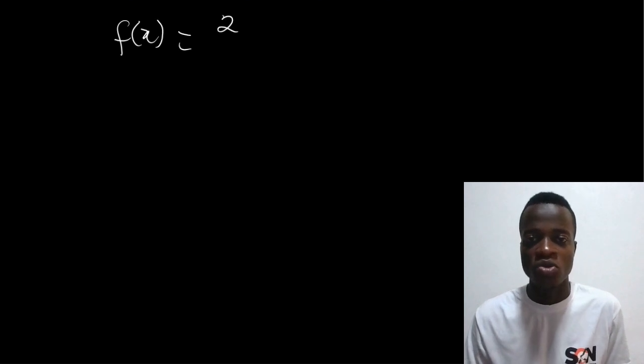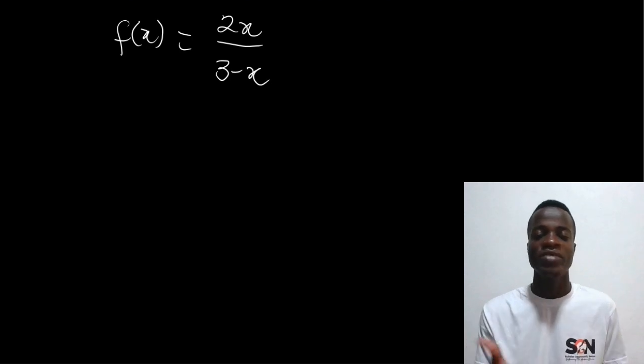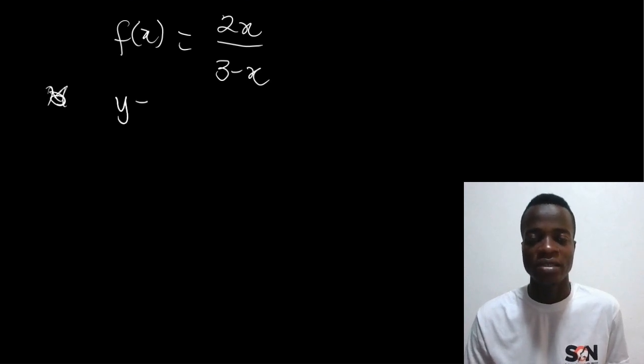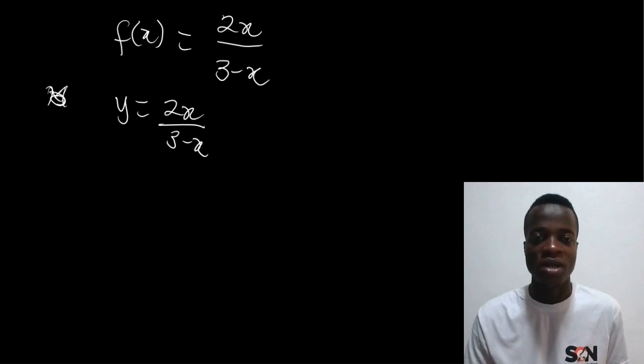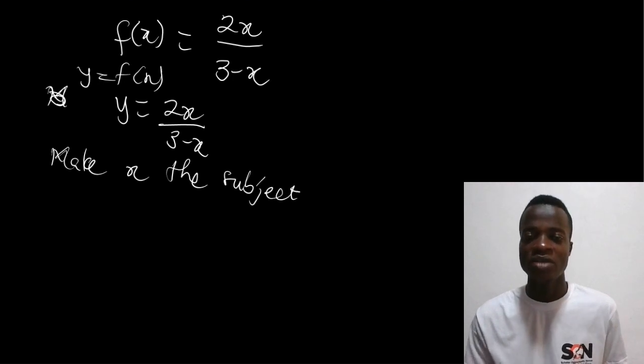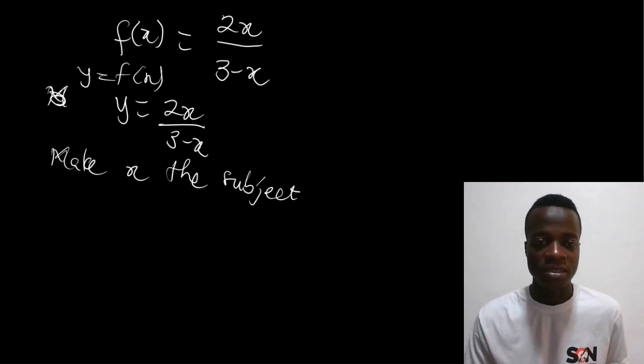Okay, let's try another basic example. Let me now bring back my f of x. f of x is equal to 2x over 3 minus x. So I have this rational function, right? For this function, first make x the subject. But I need to write y is equal to 2x over 3 minus x, just to make sure that y is equal to f of x. Now we make x the subject, because we are going to find the range. That's why we are doing this.